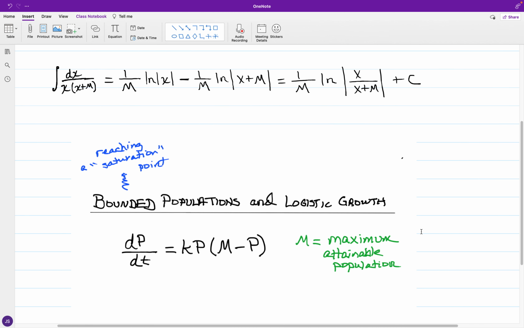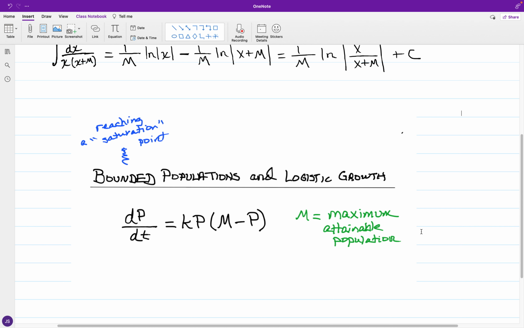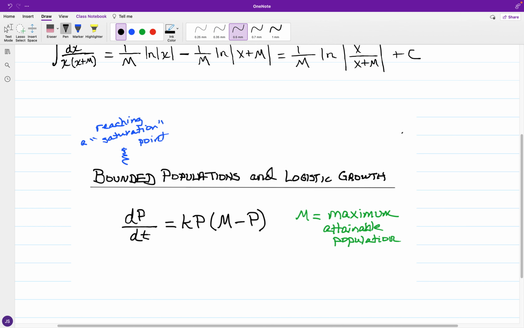And for what we have regarding logistic growth, this is like looking at projected population amount, let's say years from now. For bounded populations and logistic growth, bounded means you're looking at reaching a saturation point. For this form, we have population P, where the change in population with respect to the change in time is equal to a proportional constant K times the population times the quantity of M minus P, where M is the maximum attainable population.